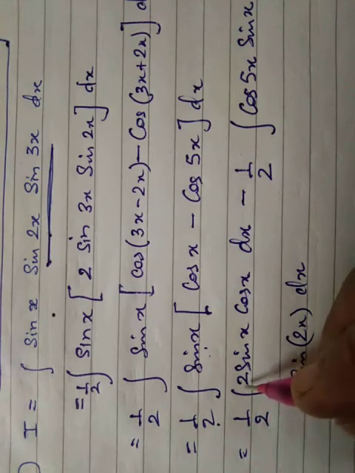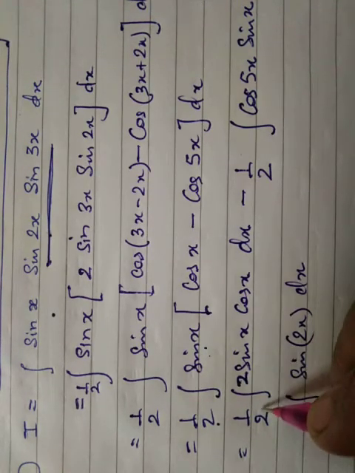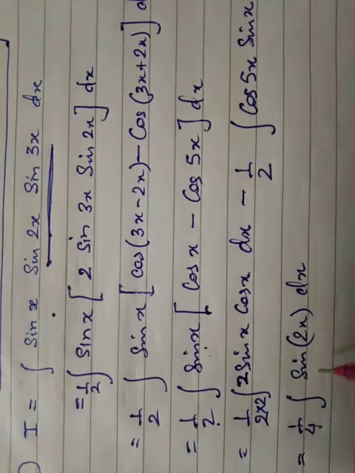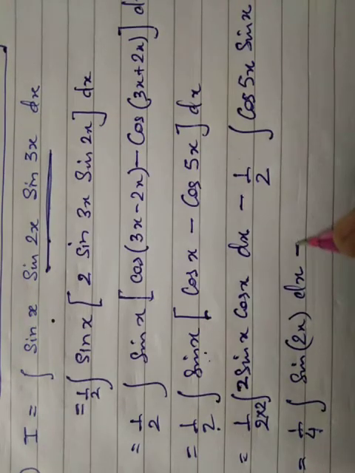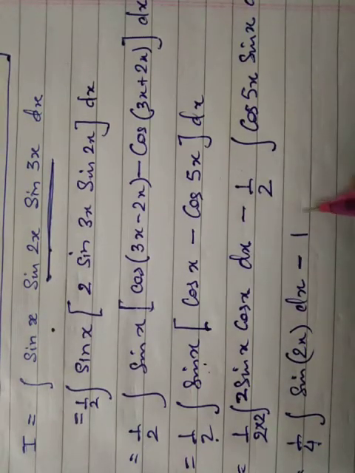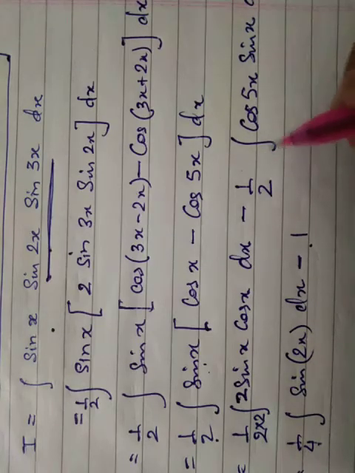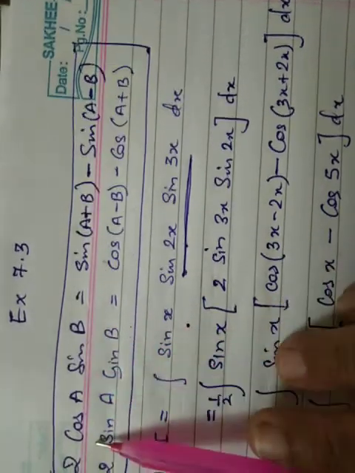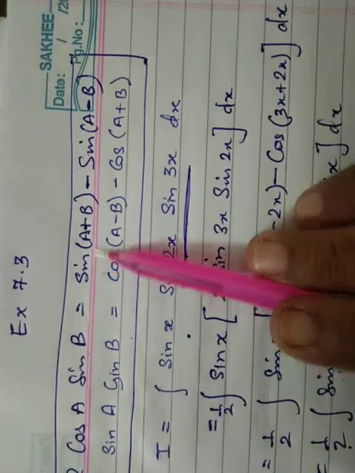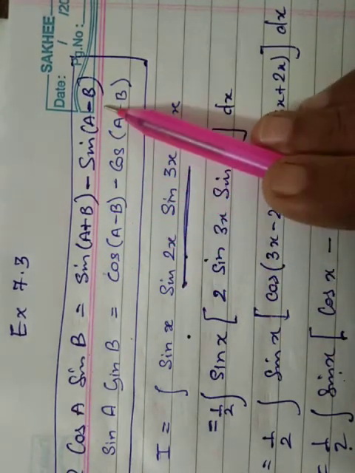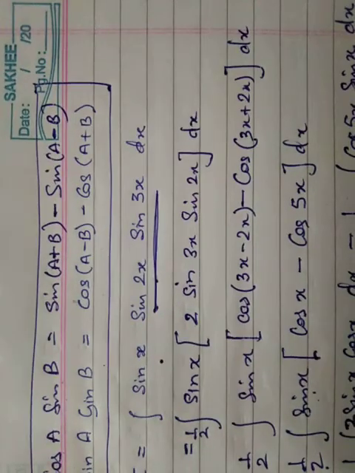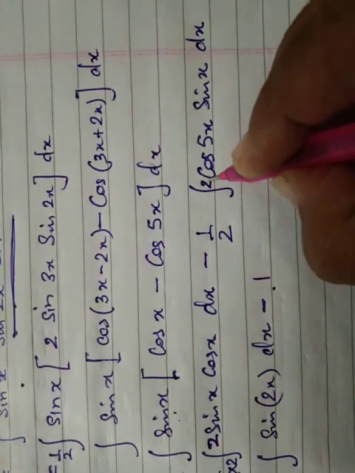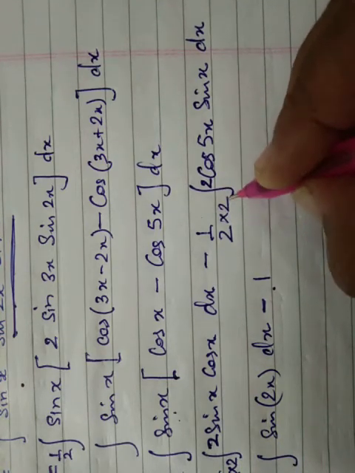So for that, what should I do? I multiplied by 2, so I have to divide by 2. So outside I now have 1/4, integral sin of 2x, which has now become integrable. Now this 1/2 term as it is. This I want to make in the format 2 cos A sin B. I can use the formula sin of A plus B minus sin of A minus B here. So let us make use of that formula. I want a 2 here, so I multiply by 2 and I divide by 2.